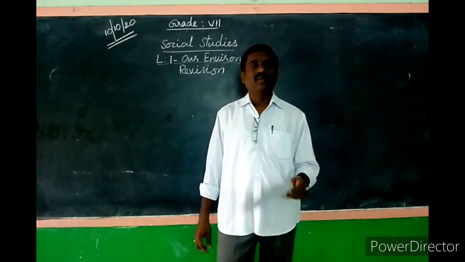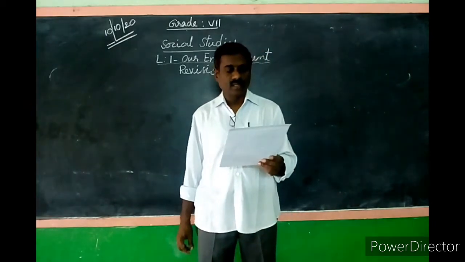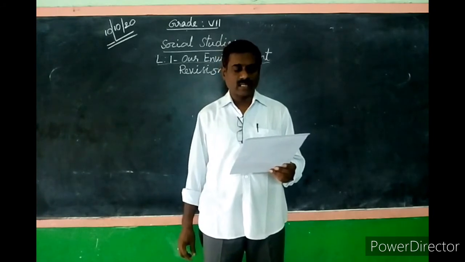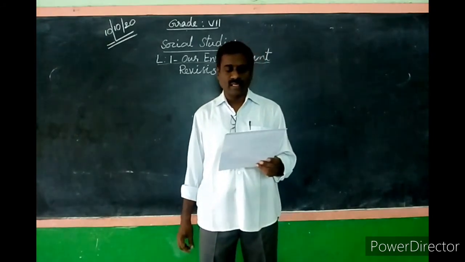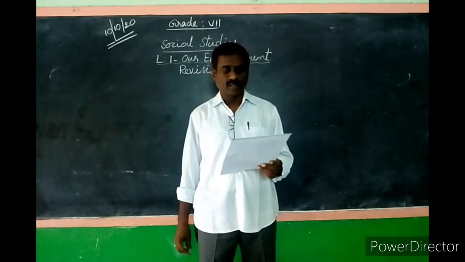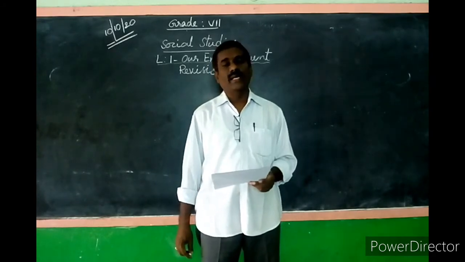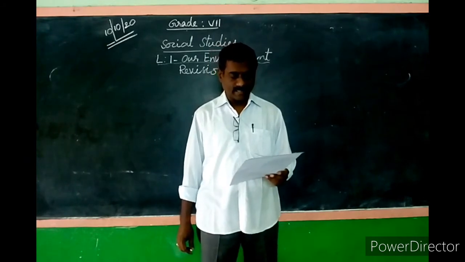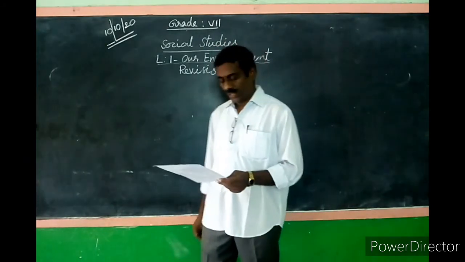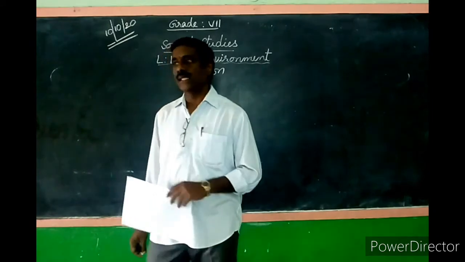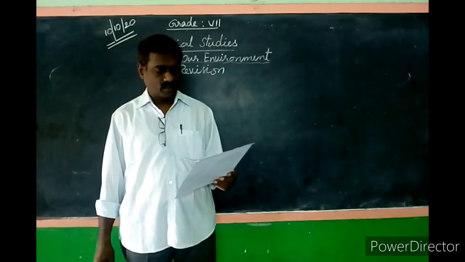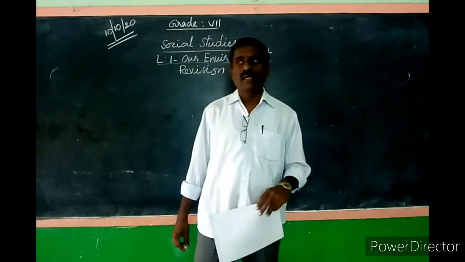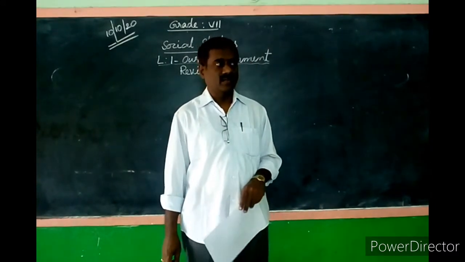Next, the fifth one is urbanization. The number of people living in urban areas as compared to the total population of a country is known as urbanization. How many people are living in urban areas, cities, etc., compared with the population, we call it urbanization. Understand?